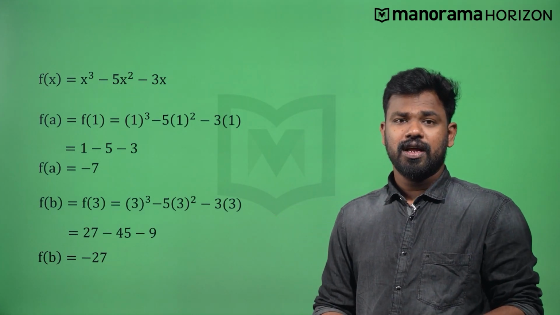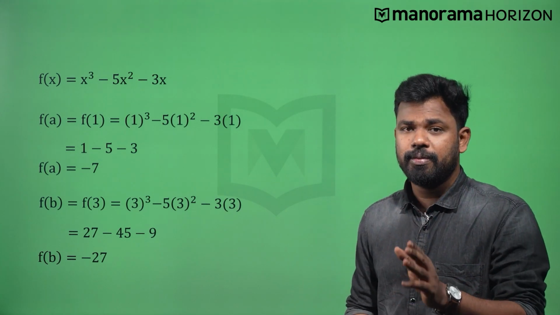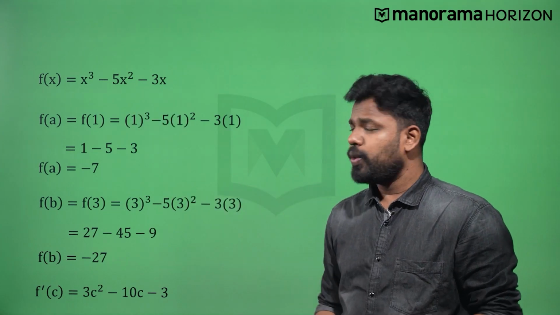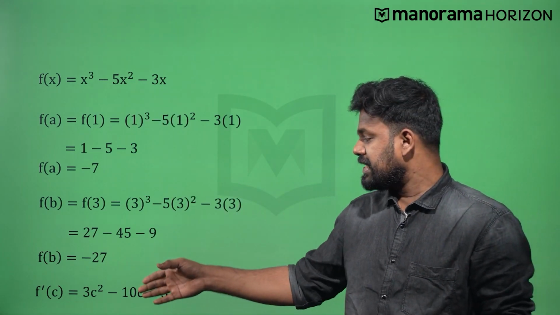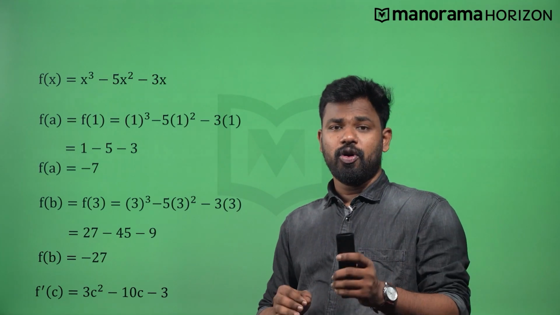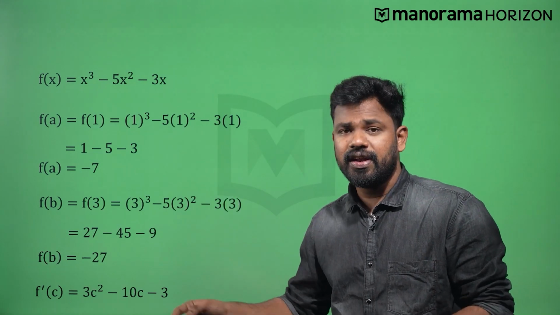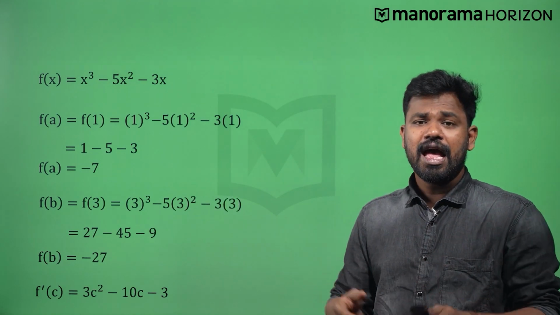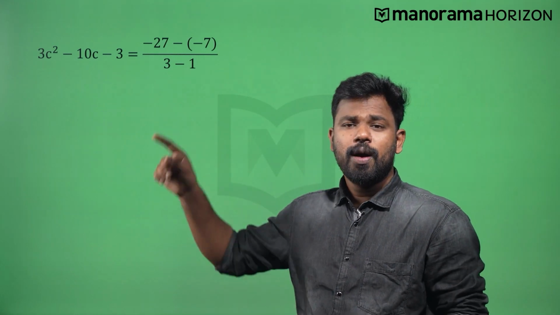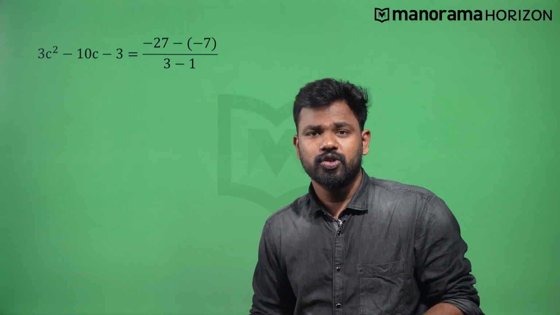According to the mean value theorem, f dash c is equal to f of b minus f of a divided by b minus a. So what is f dash c from this given function? You get it as 3c square minus 10c minus 3. Now substitute all the values in the above formula, that is a is equal to 1, b is equal to 3, f of a as minus 7, f of b as minus 27, and what do you get? 3c square minus 10c minus 3 is equal to minus 27 minus minus 7 divided by 3 minus 1.